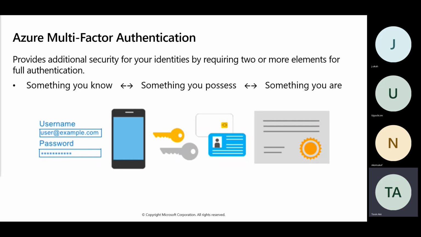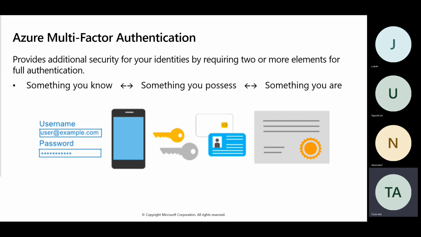Now, the next thing here is something you are. Something that is a part of you, a form of biometric. So this can be your fingerprint, this can be a retina eye scan, this can be facial recognition, and so on and so forth. All of these are the forms where we can provide that second layer of security in our environment.